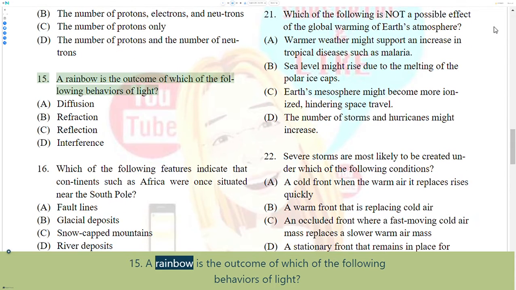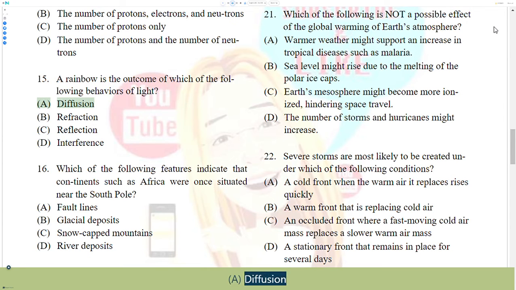15. A rainbow is the outcome of which of the following behaviors of light? A. Diffusion. B. Refraction. C. Reflection. D. Interference.